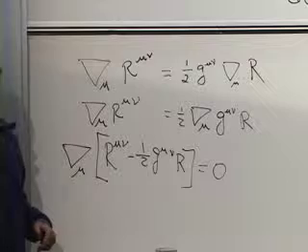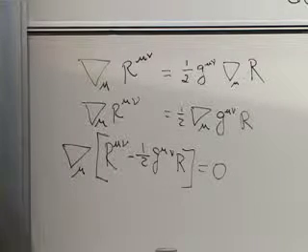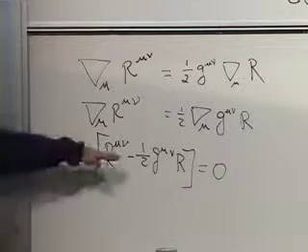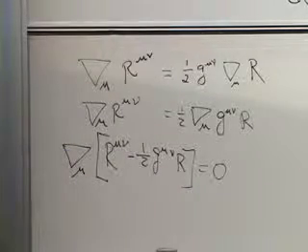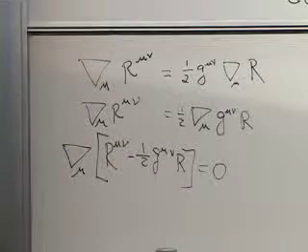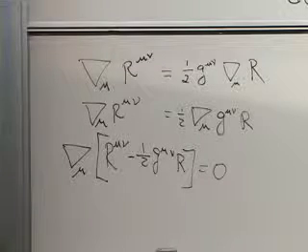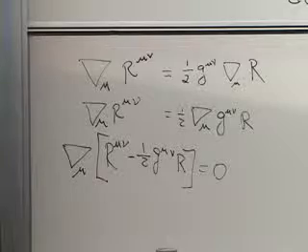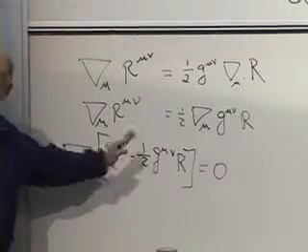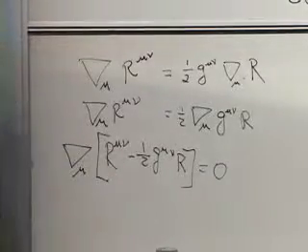If you plug in for R mu nu its expression in terms of the Christoffel symbols, you'll find this to be true. Okay. And again, I emphasize, you don't need to put in any special form for the metric. The only important thing is that it be differentiable enough to be able to do all the derivatives. Other than that, it will always be equal to 0.